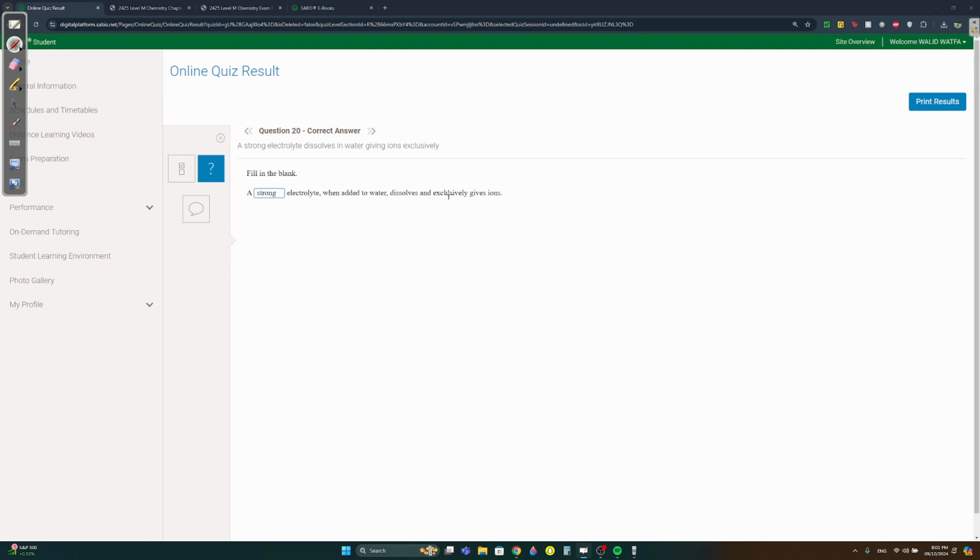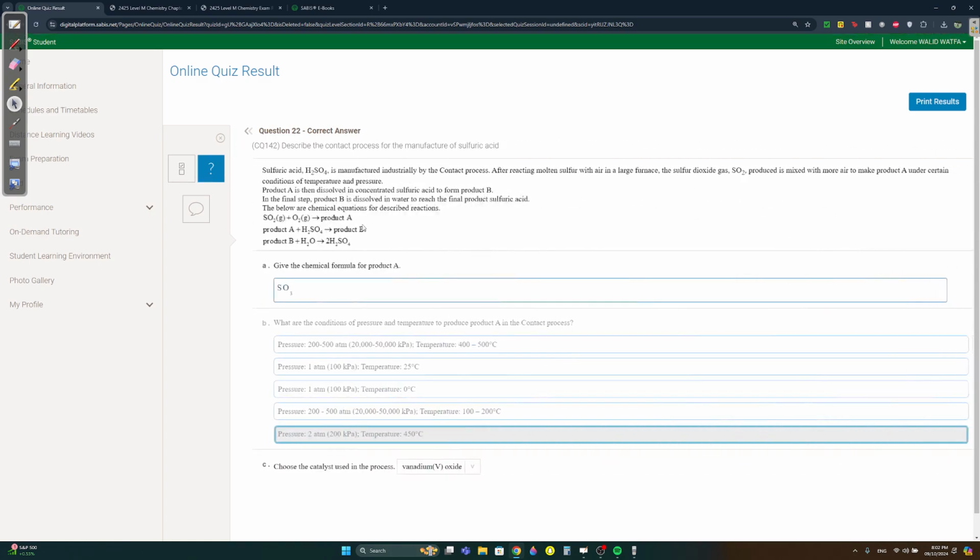A strong electrolyte is one that dissolves and exclusively gives ions. Exclusively means fully gives ions, okay? Strong, not weak. Weak dissolves only to a limited extent. Very easy. Our last question for today.